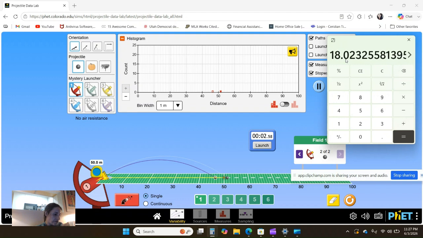And then for the third velocity, I am going to launch the third projectile, and that is right at 50 meters. So I'm going to clear that out and calculate 50 meters divided by 2.67 seconds.